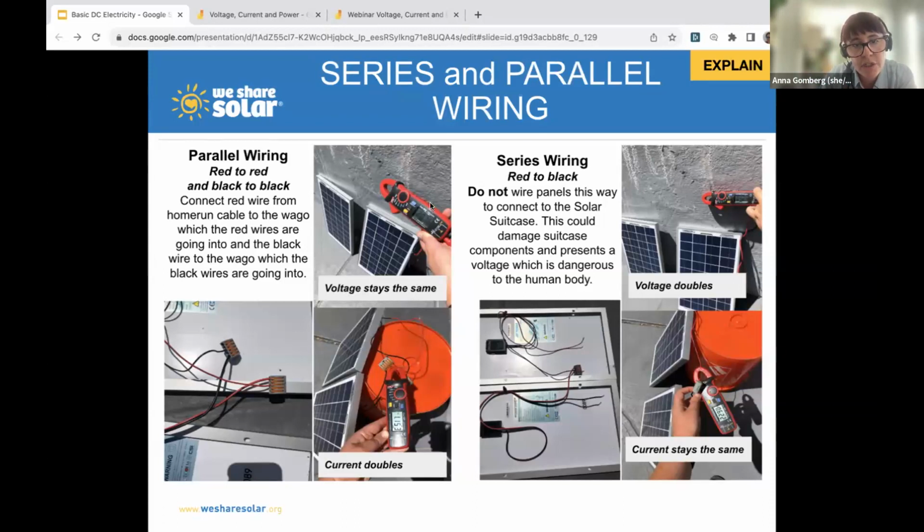So yeah, the voltage would stay the same, but the current doubles. Whereas if you do series wiring, does that say 42 or 0.4? I don't know. I have to look at my picture and zoom in a bit more. But if you wire them in series, you'll double the voltage, but the current will stay the same.